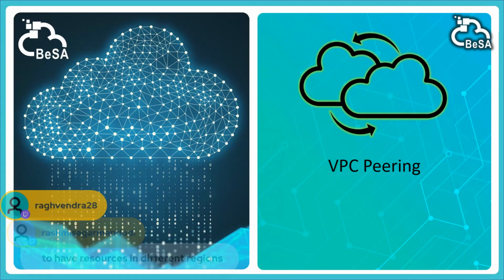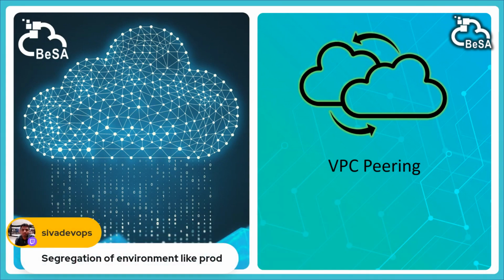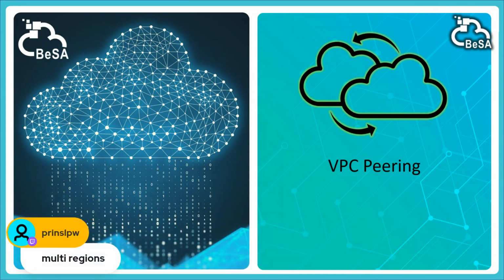Then we have Raghavendra showing up with network segmentation. VPC can be used to segment your network into smaller, more manageable parts that can also help to simplify network management and reduce the risk of network compromise. That is a good one. Yeah, thank you. So these are all the things, like segregation, we are utilizing. If we want to go multi-region, we would utilize VPC peering.